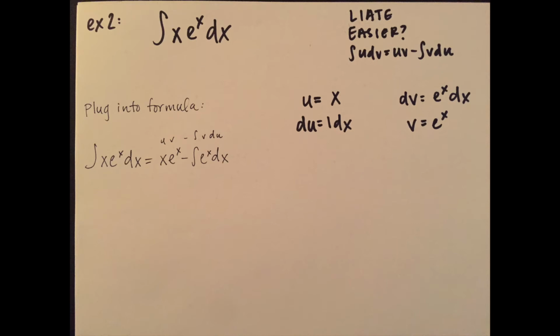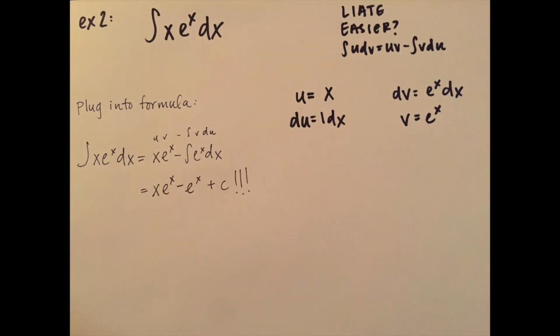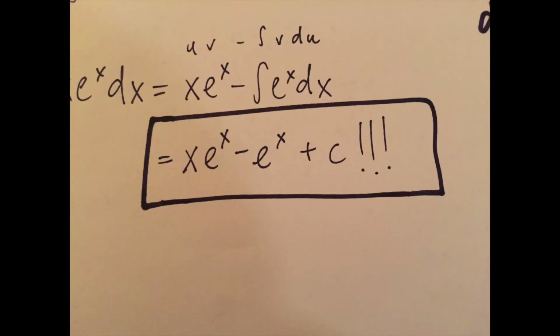So we're going to plug all of that into the formula, and we end up with our initial integral equal to x times e to the x minus the integral of e to the x dx. So after we use just the basic integration techniques, e to the x is still e to the x, so we'll end up with x times e to the x minus e to the x plus c, because again it's an indefinite integral.